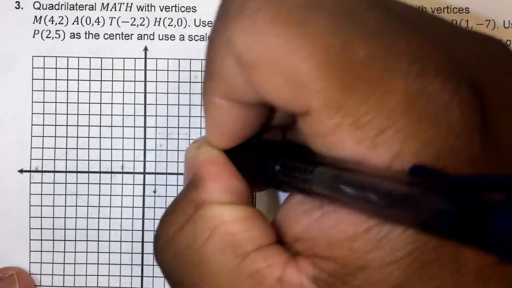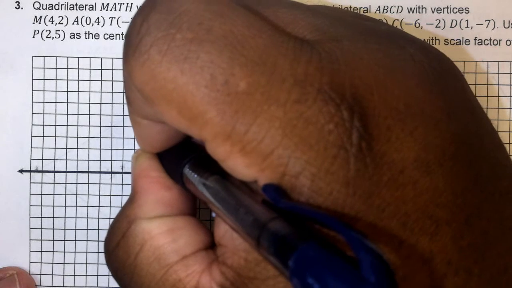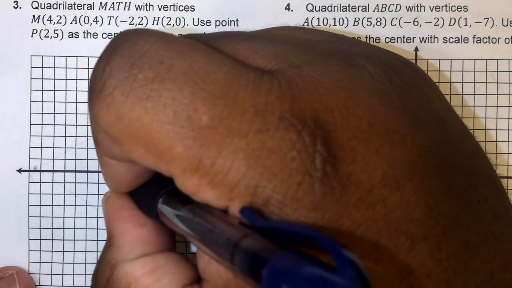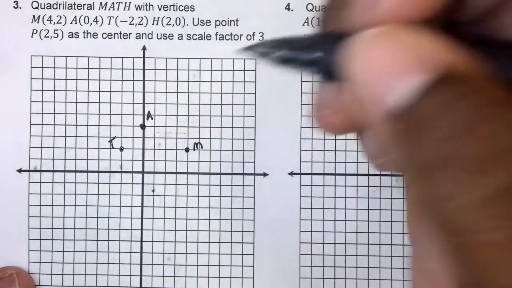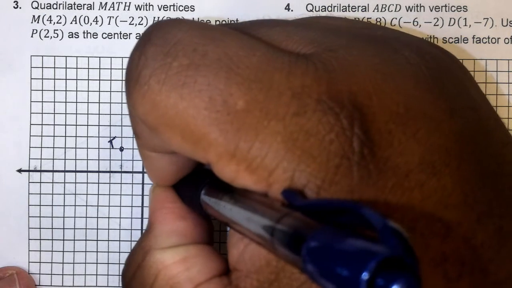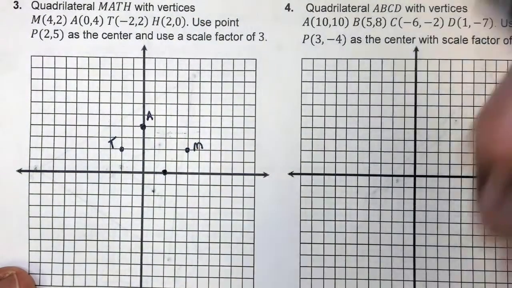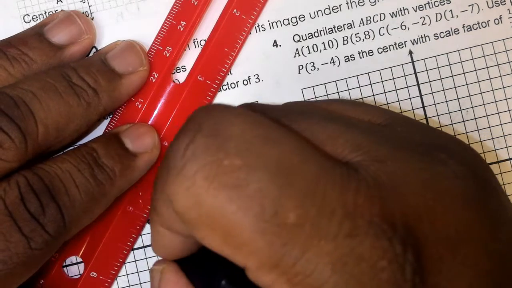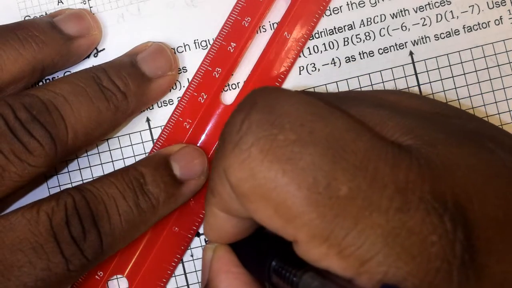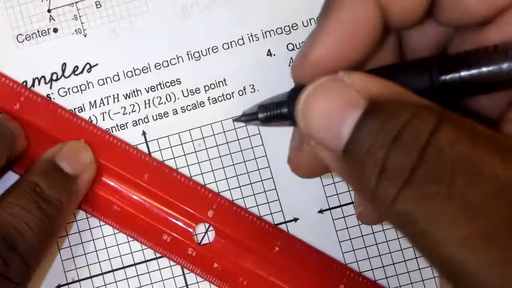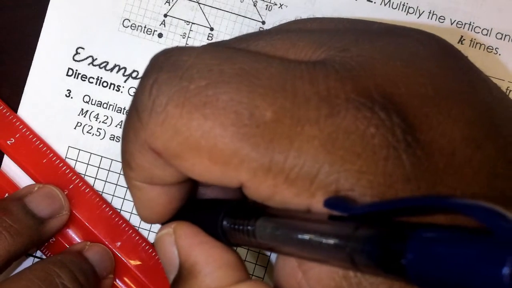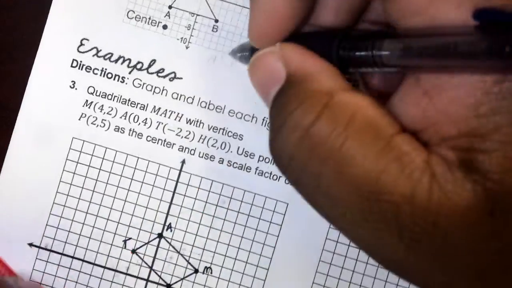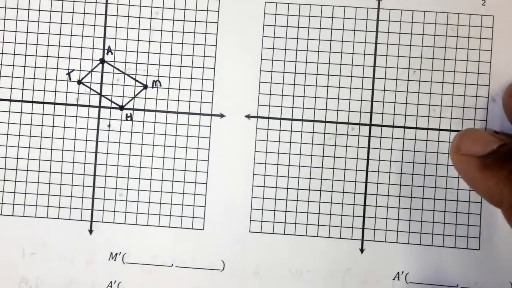Make sure you're graphing. A: 0, 4. T: negative 2, 2. And then H: 2, 0. I just realized Earl ain't here. So that's my pre-image MATH.